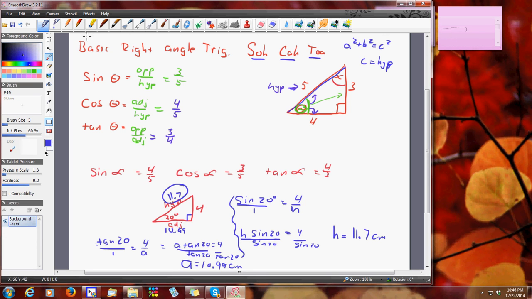I hope this has been helpful. I'm going to do another video on how to calculate the angle given two sides. What you did right now was you calculated the side given an angle and one side.